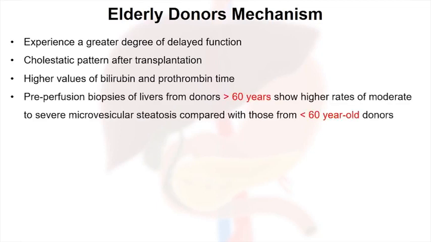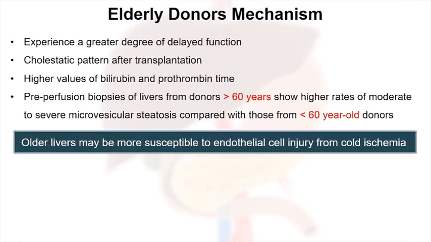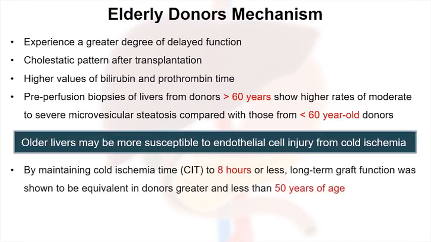Pre-perfusion biopsies of the liver from donors more than 60 years show there is a higher rate of steatosis compared to the younger ones. Older livers may be more susceptible to endothelial injury during cold ischemia, and this is something which we have to take into account, and hence we have to try to keep the cold ischemia time less than 8 hours. If you do that, then this adverse factor is nullified to a large extent.